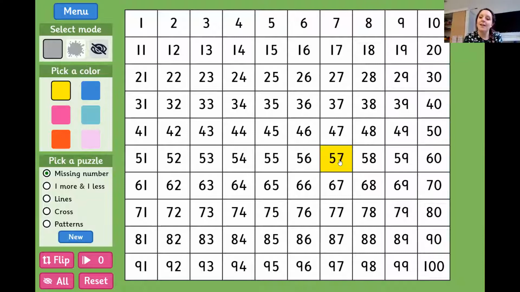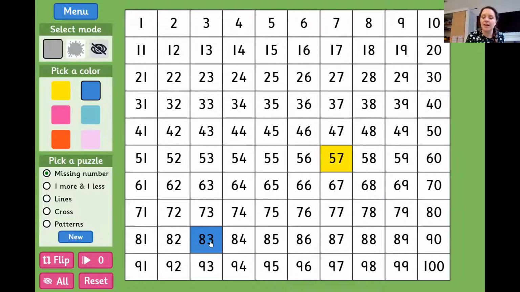I'm going to change colour for my next one. The next number I'm going to find is 83. 83, I fancy. So I look and I find my 80 numbers. Here is the line with all those 8 tens, 80 numbers, and 83 is here.